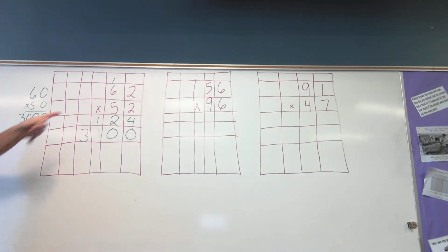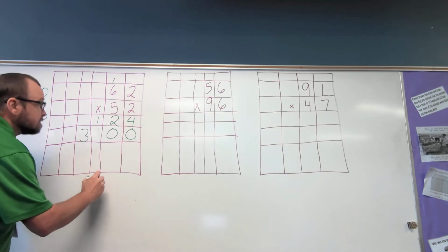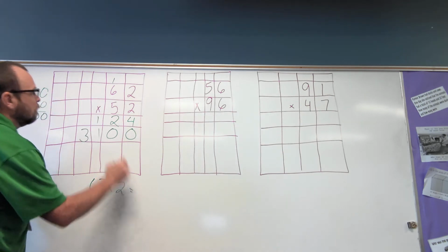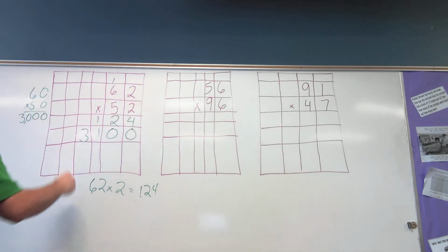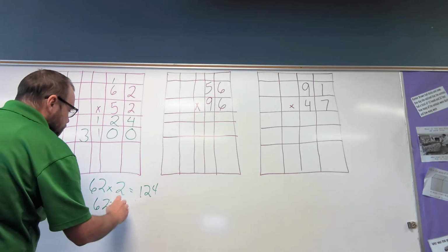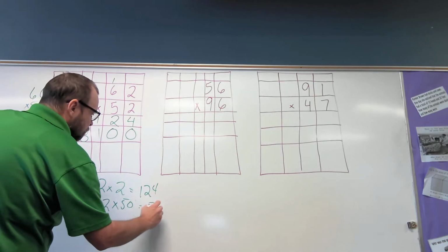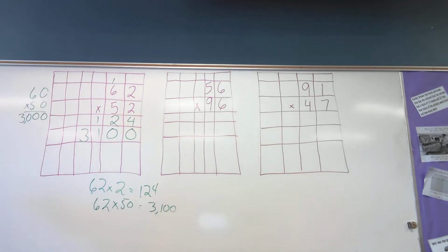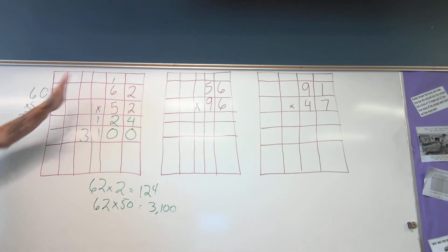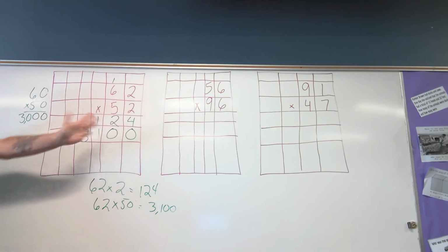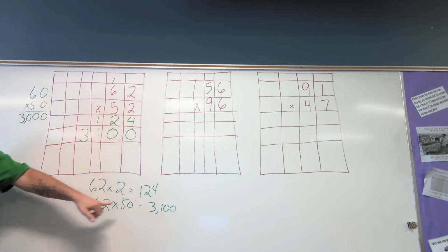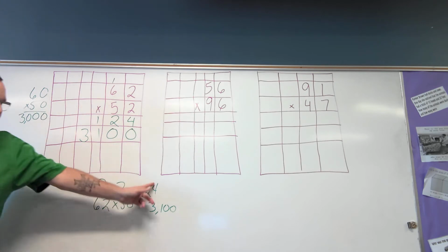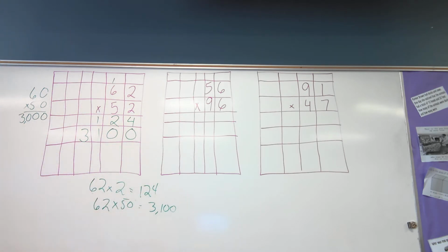Now the second way, which we actually did here, is I multiplied 62 times 2, and I got 124. I multiplied 62 times 50, and I got 3,100. And all I had to do was add them together. So I can take one of my factors and put it in expanded form, and then multiply that way. It's the same thing, but breaking it apart might be easier, and then you could add these two products together.